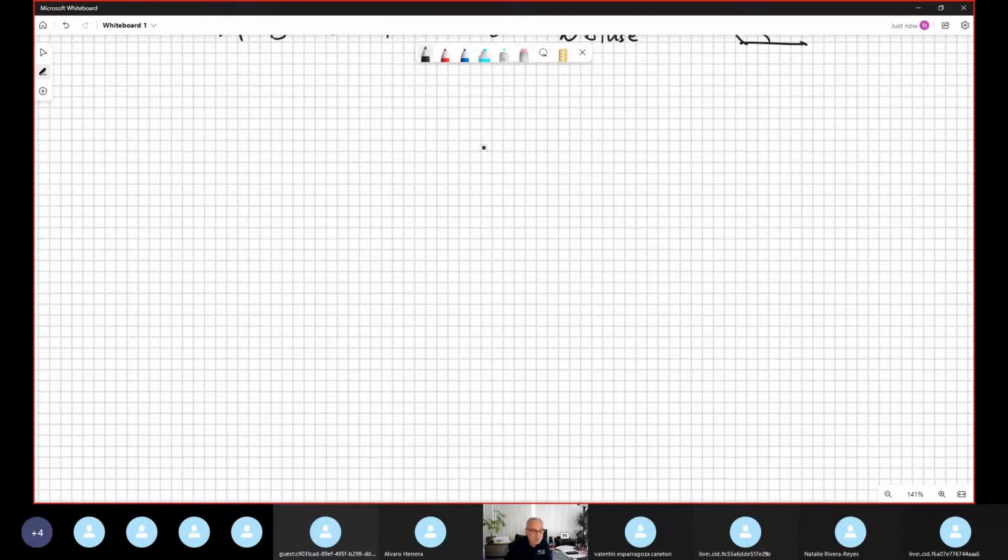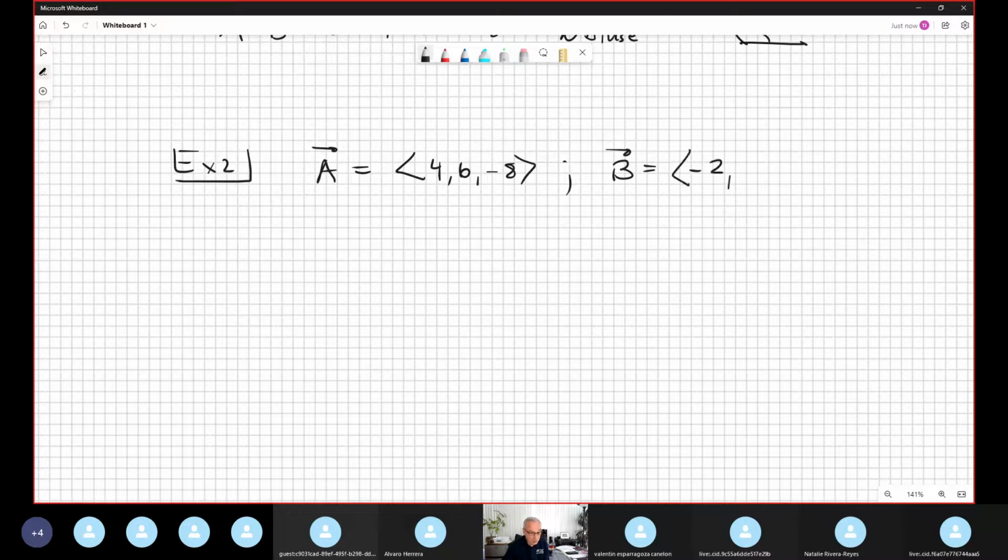Suppose, example 2 today, vector A is the vector 4, 6, minus 8; and the vector B is the vector minus 2, minus 3, and positive 4. Entonces, bueno, okay, the same question: compute the angle in between the vectors. I have no idea. I am lost, but I remember the formula.